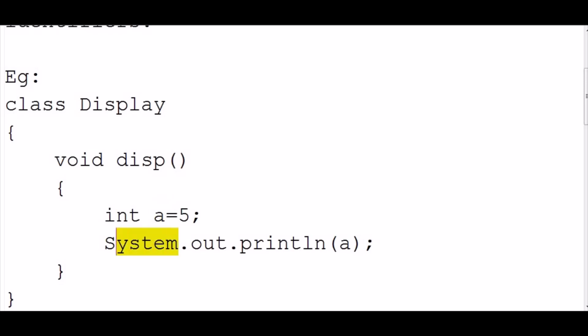Not only that, System is a class, out is an object and println is a method. So System, out and println are also called identifiers. But the difference is System, out and println are predefined identifiers, whereas display, disp and a are user defined identifiers. We have created these identifiers. Display is the name given to a class, disp is the name given to a method and a is the name given to a variable. So the names that are allotted to a class, method or a variable are called identifiers.